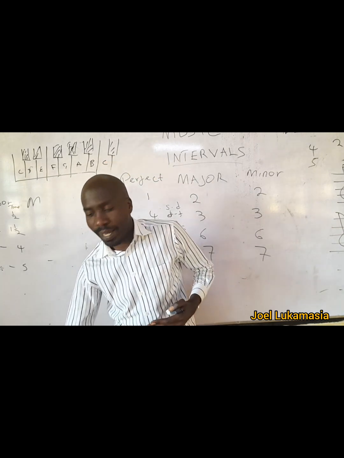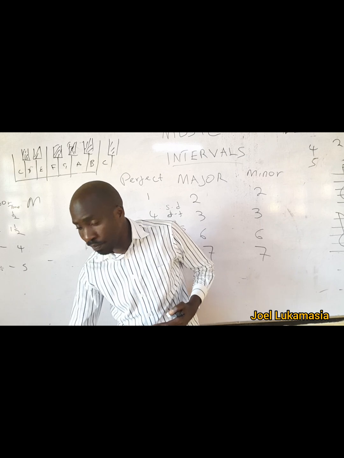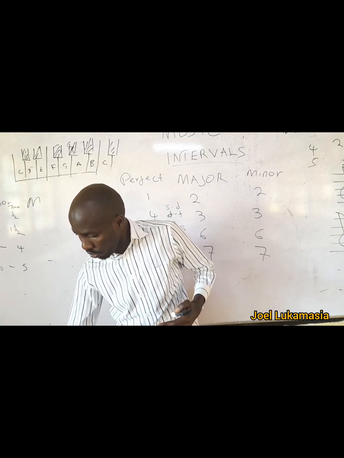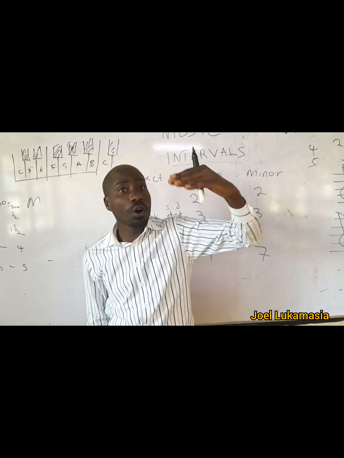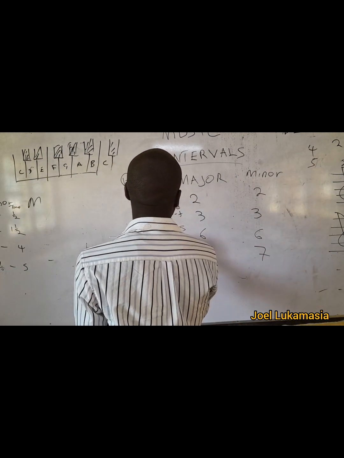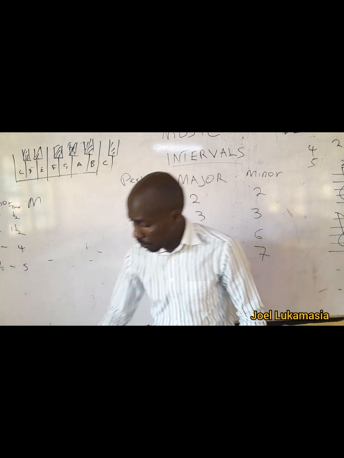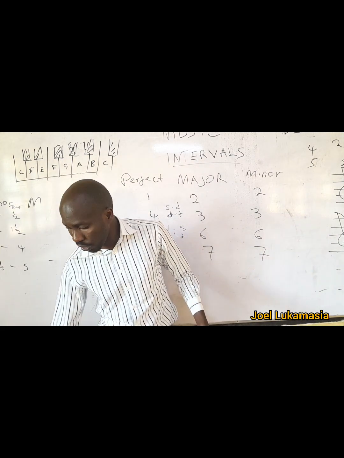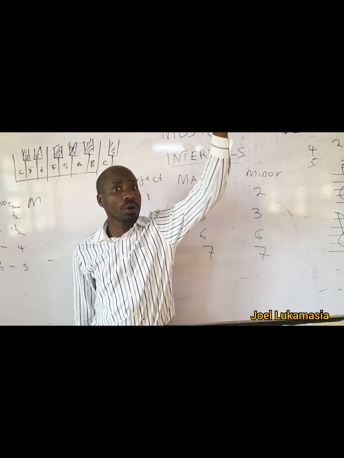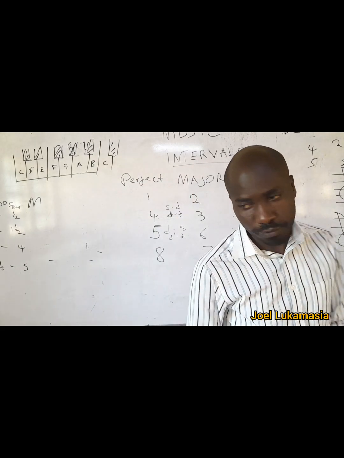You can also apply do, ti, la, so, fa. Do, ti, la, so, fa. You can also use the higher do to fa. Do, ti, la, so, fa. Do, fa. You will get a perfect fifth.